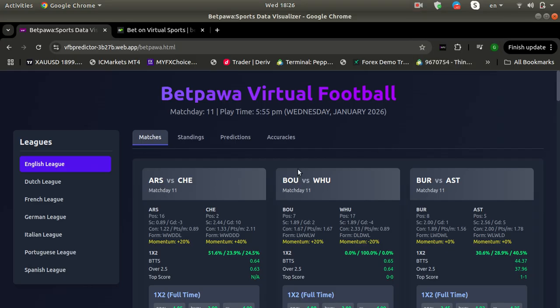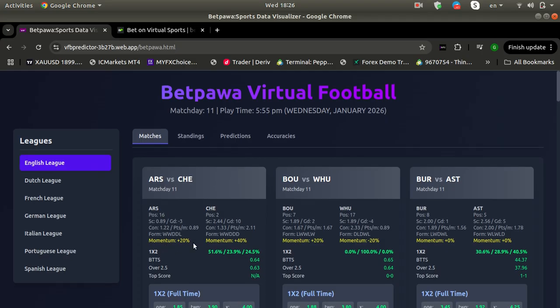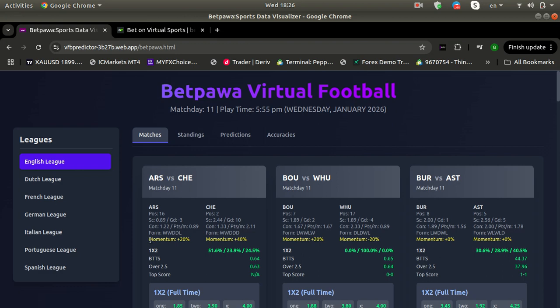Okay, so there you have it, guys. Use this analysis to make better bets. And again, to talk about the momentum, it is the team's strength.